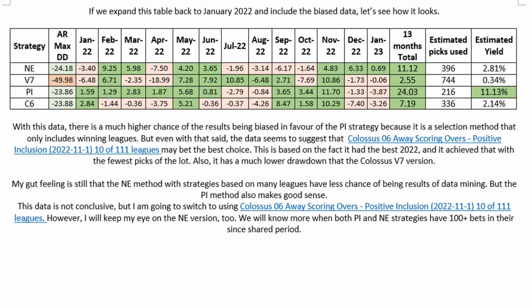So I'm going to switch from the V7 version I was using to this positive inclusion version because it has a lower maximum drawdown, it has better yields, it's made the most profit in the last 13 months, it's used the least picks, so it seems the most efficient way. And big data betting is all about looking at the historical data and moving forward with that. It doesn't guarantee it's going to do the same thing, it's going to make a profit, but I think it's much smarter betting than just betting based on my opinion.